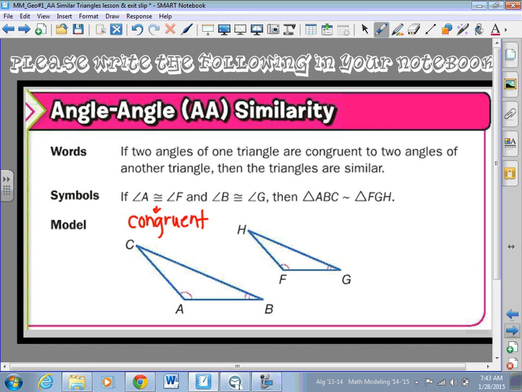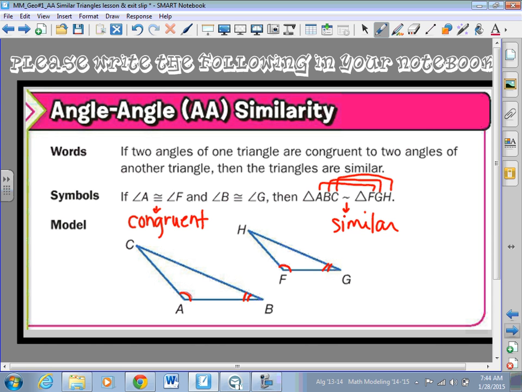If angle A is congruent to angle F, which we can see right here, they're corresponding. They have one arc showing that they are congruent to one another. That's one set of angles. And angle B is congruent to angle G. If you notice, there are two lines here and two lines here, so they're giving us that information that angle B and angle G are also congruent. Then we can state our similarity statement saying that triangle ABC is similar, this little tilde means similar, to triangle FGH. And it is important that you label them correctly because A went with angle F, and B went with angle G, and C goes with angle H.